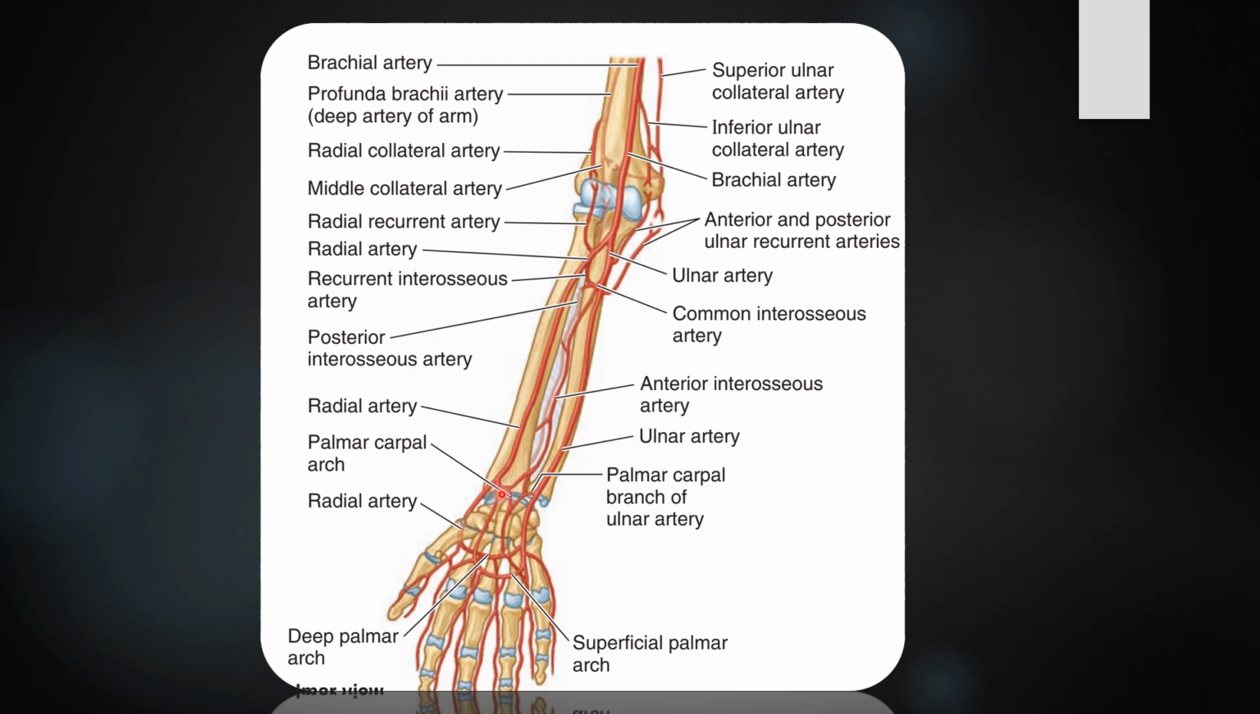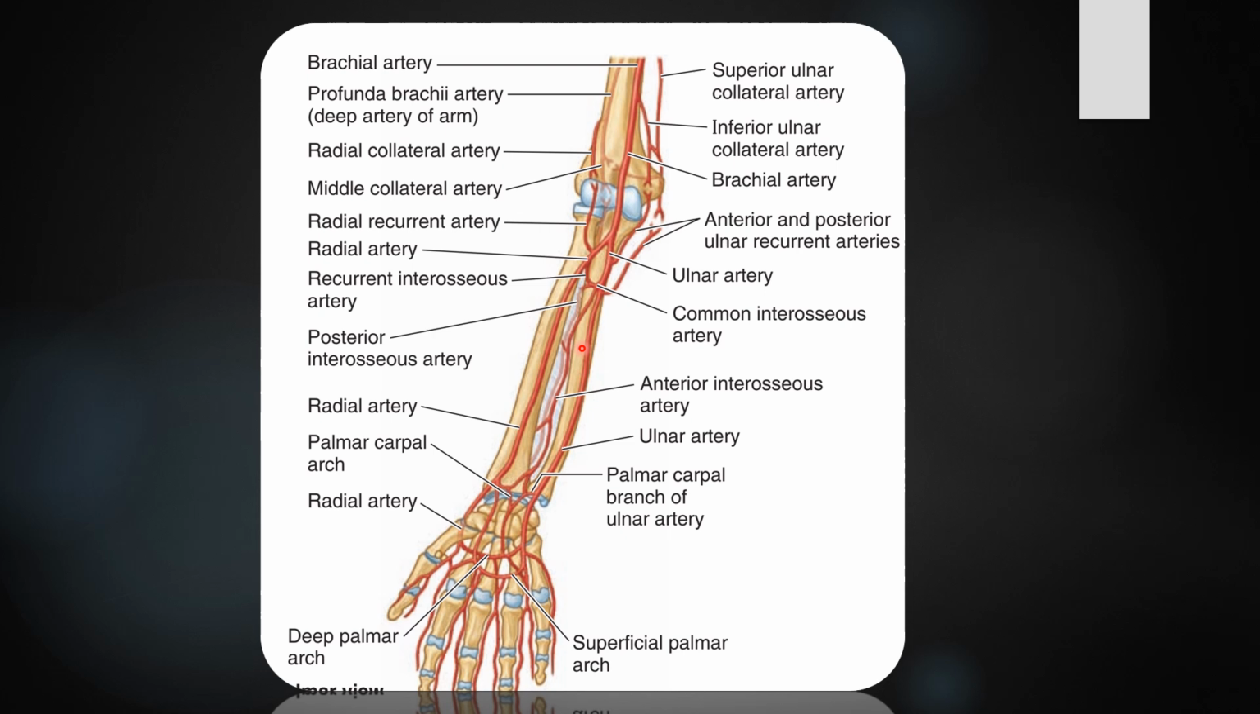This palmar carpal arch anastomoses with the palmar carpal arch of ulnar artery in anterior aspect of wrist joint. And in the dorsal aspect, this radial artery giving dorsal carpal arch will anastomose with dorsal carpal arch of ulnar artery. So now we'll see the common interosseous artery.